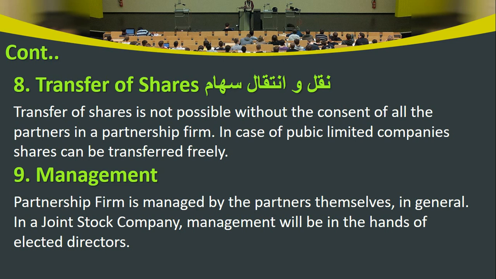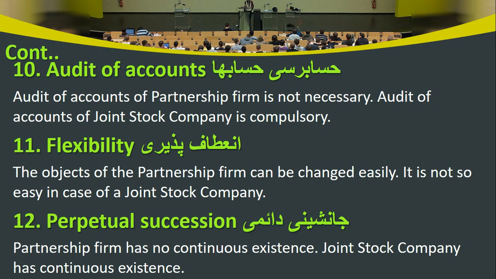Management. A firm is managed by the partners themselves. In general, in joint stock company, management will be in the hands of elected directors. In partnership, the management affairs are controlled by all the partners, like 20 partners, all of whom directly participate in the management affairs. While in joint stock company, the management will be in the hands of elected directors, which are 7, right? They make the management decisions.